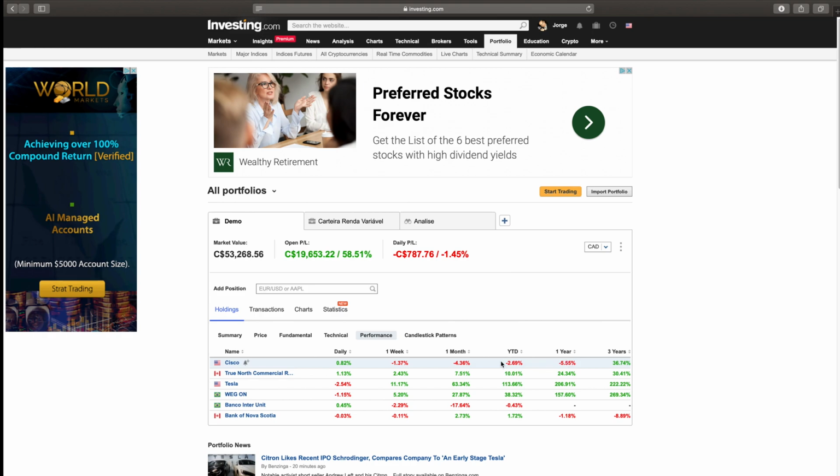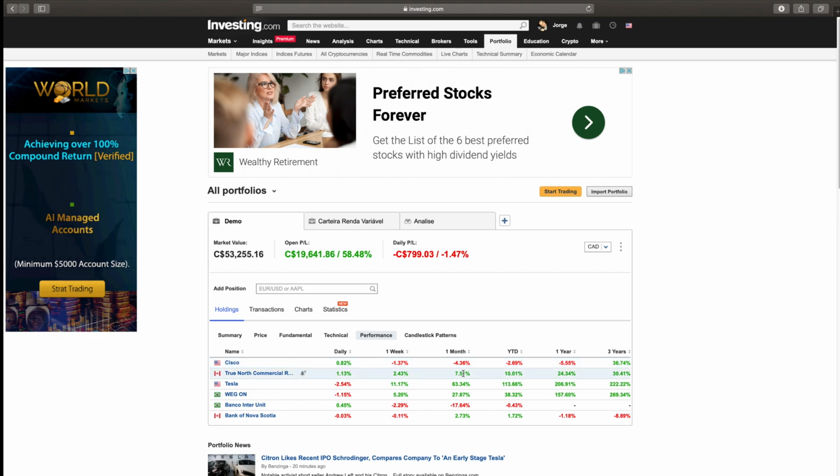Year to date means from the first day of this year. First day means the 1st of January. Of course, we don't have trades on the 1st of January, so let's consider the 2nd of January 2020 until today. And 1 year means from 1 year ago until now. The same way, 3 years means 3 years ago until now. 1 month means 1 month ago until now.